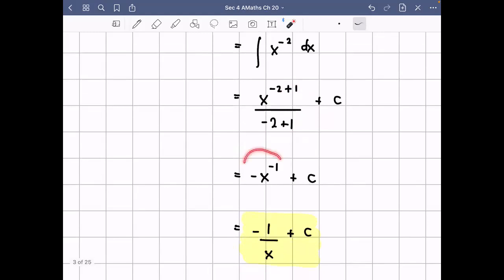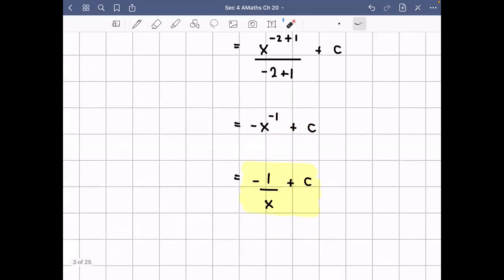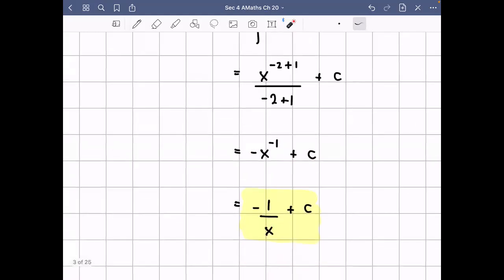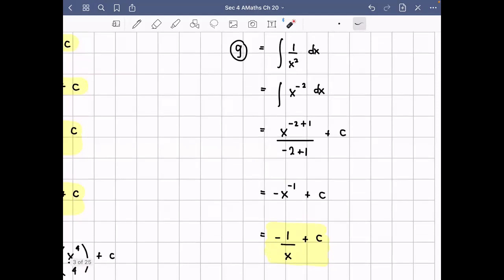Your answer is negative x raised to negative 1. Why is this negative x? Look at your denominator. It gives you a negative 1, right? If you divide x by negative 1, you get negative x. And the negative 1 comes from negative 2 plus 1, plus c. So finalizing your answer, it's negative 1 over x plus c. Always express your indices as positive indices.